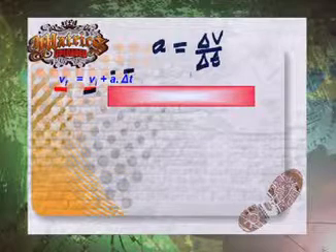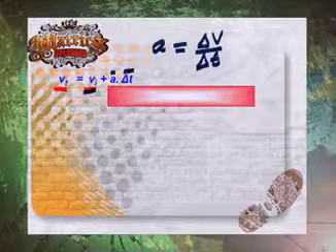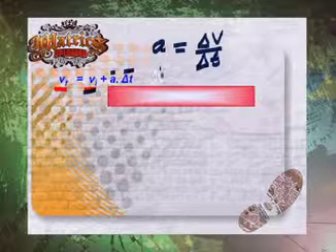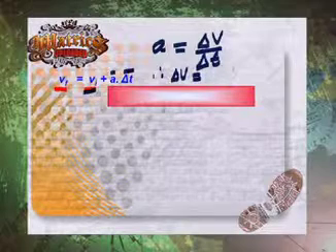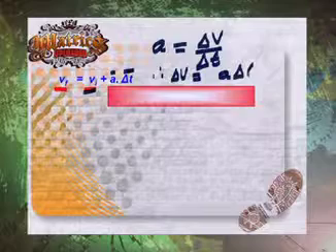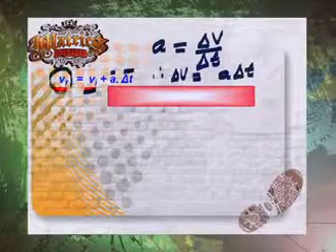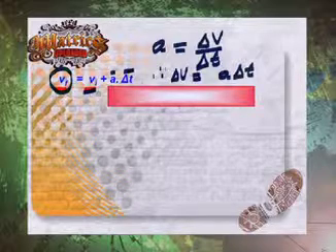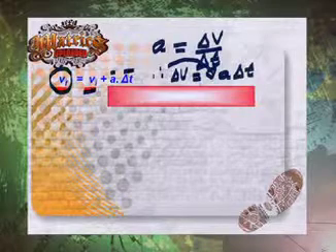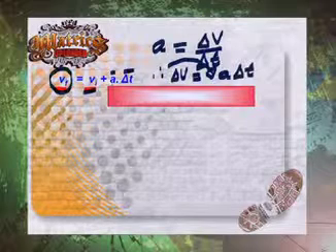Now, if we have that, you would see that if we make delta V the subject of the formula, we would have delta V equals A times delta T. But delta V is V final minus V initial. So if you leave V final as the subject of the formula, you would have V initial taken to the other side, and then it becomes plus V initial. So you have V final equals V initial plus A delta T.